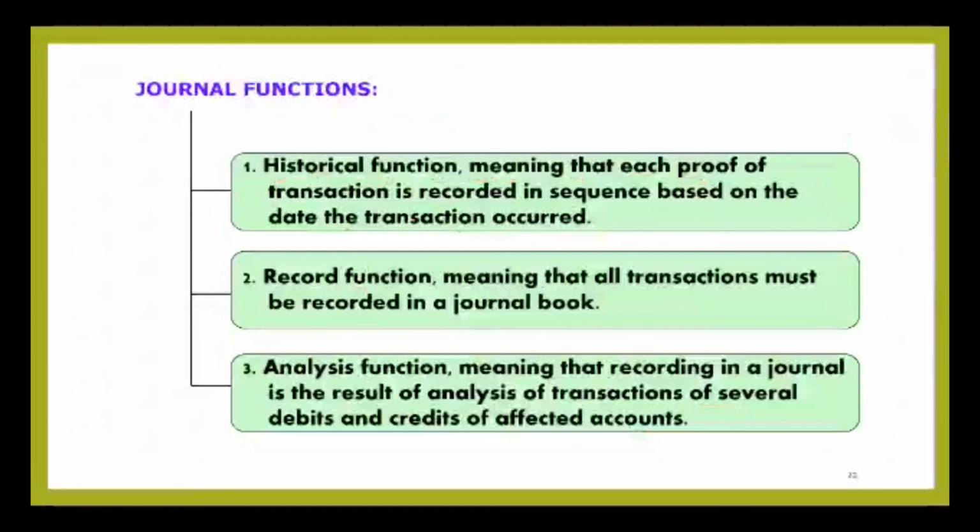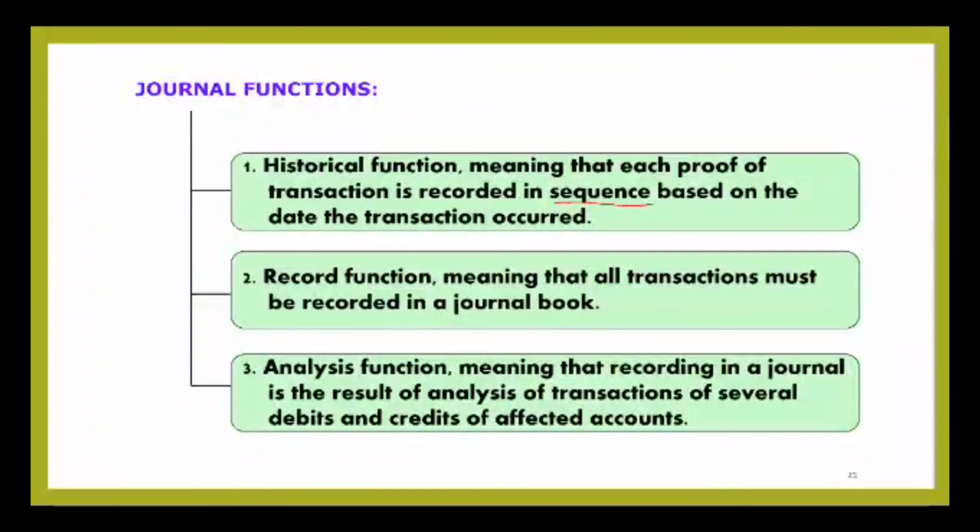So what is the function of the journal? How many are there? There are only three functions of the journal. First, the historical function, meaning that each journal is proof of the transactions, recorded in sequence based on the date the transaction occurred. It means that if you make a journal, you have to make sure that you record it sequentially. Sequence means it depends on the date that occurred first.